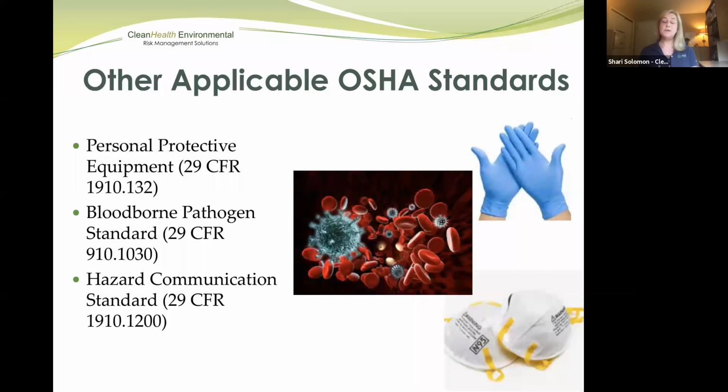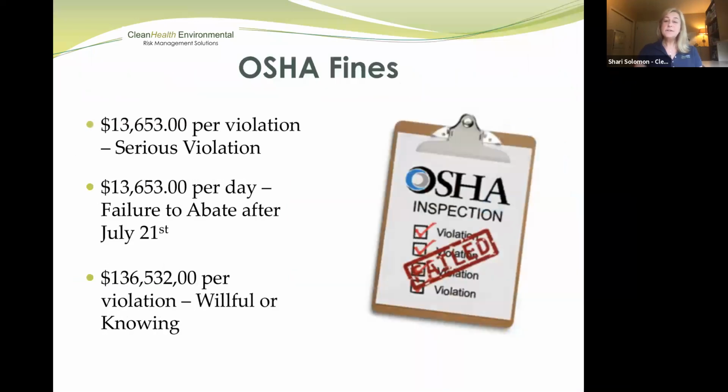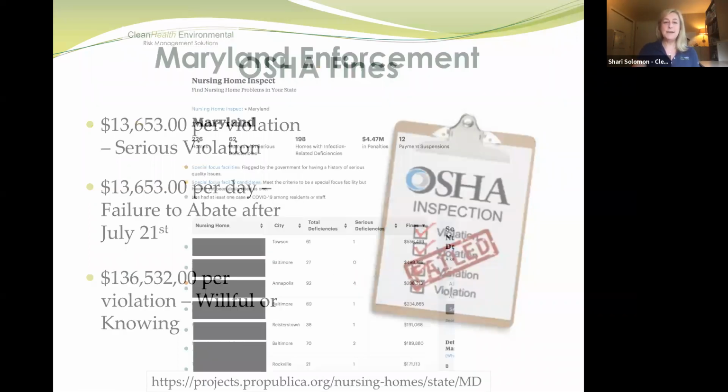Again, this is the opportunity to ensure that your OSHA programs are in place and being adhered to, because OSHA's national emphasis program is going to be enhanced over the next several months, and they will potentially be knocking at your door. As far as the fines, they are significant. For a serious violation, we're looking at $13,000 per day for failure to abate after July 21st, which is when we know the rule kicks in fully. If it's a knowing or willful violation, they could make it 10 times that amount, which is why we jumped all the way up to $136,000. So no doubt the fines are severe and significant.